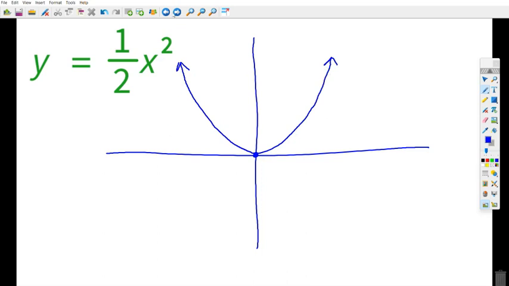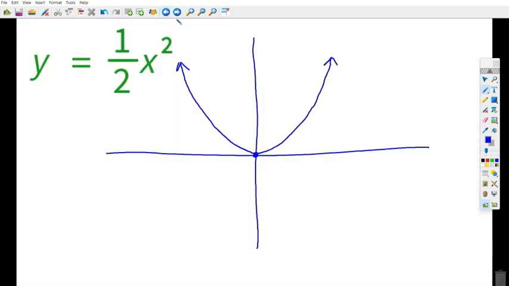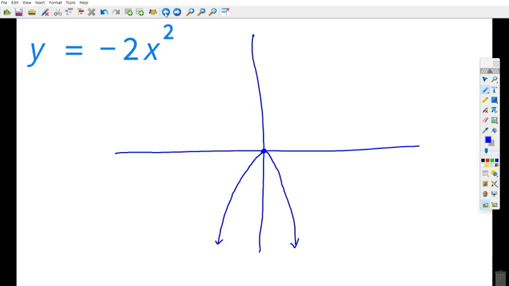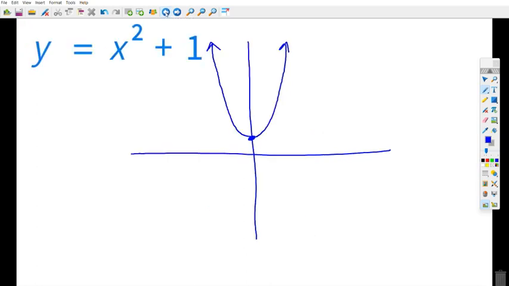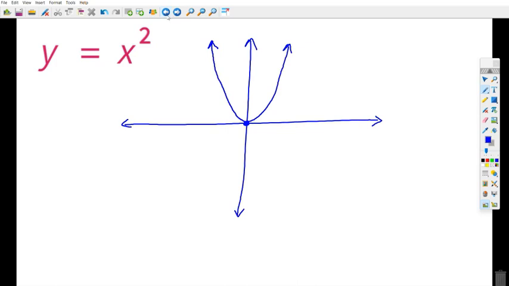Let's see. So now what can we observe about all these parabolas that we just thought of? If I look at all of these, what is common in all of these? Some are upside down, some are right way up. Some are fat, some are thin. But what is something that's common in all of these? I'm going to make a specific point. How many times are these specific parabolas touching the x-axis? So here's my x-axis, my y-axis. How many times is this one cutting the x-axis? Once.